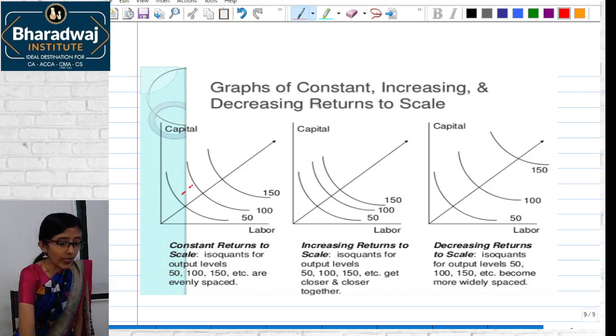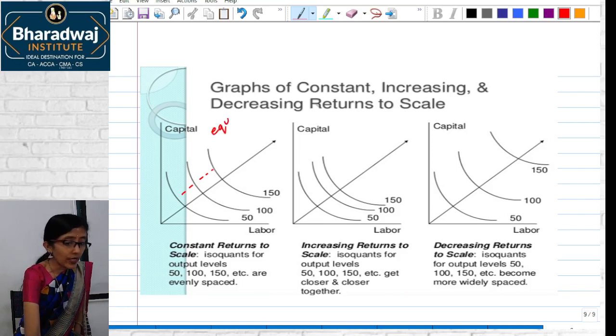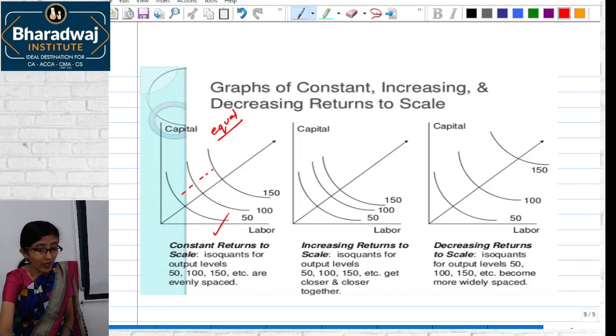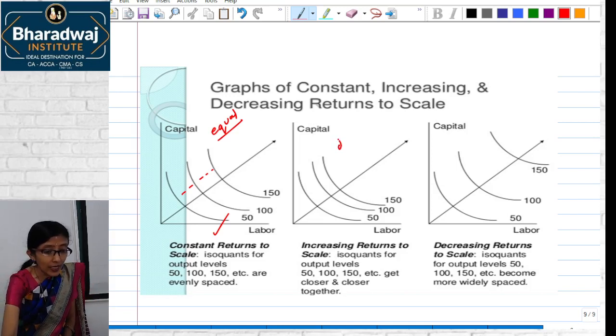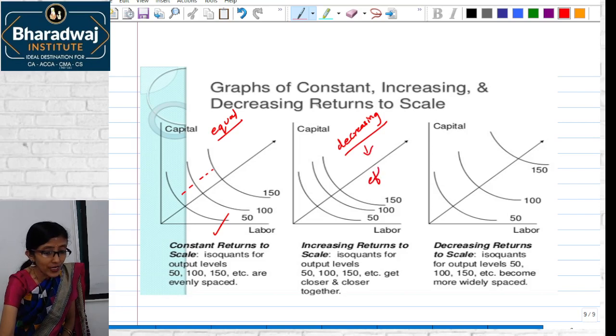When the distance between successive isoproduct curves is equal, when they are equidistant, it is constant returns. When the distance between successive isoproduct curves is declining, it is increasing returns to scale. I told you this. It will be reversed. Don't be deluded by the diagram. You see, it is decreasing, right? That decreasing is a sign of efficiency. I told you all this in the class.